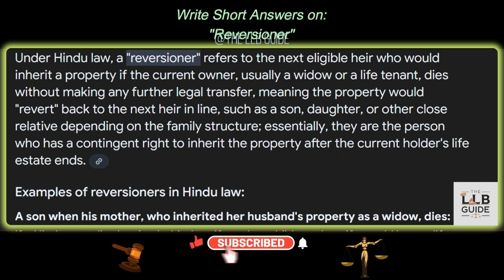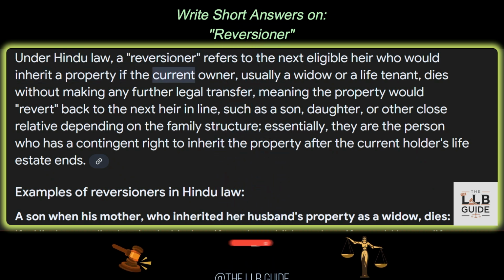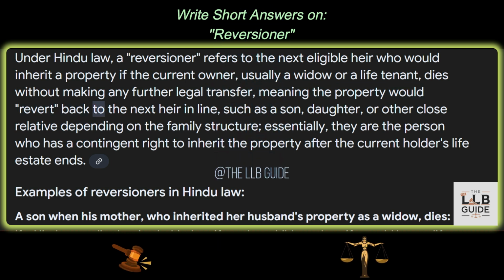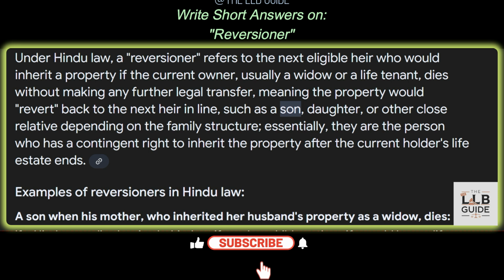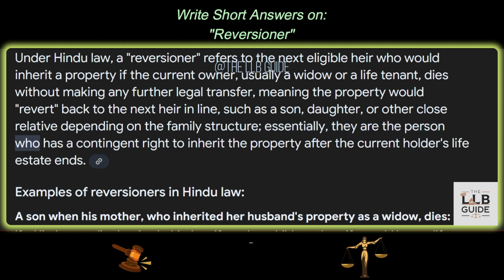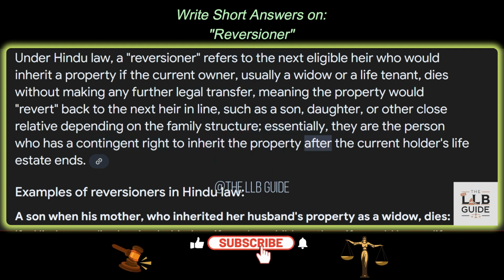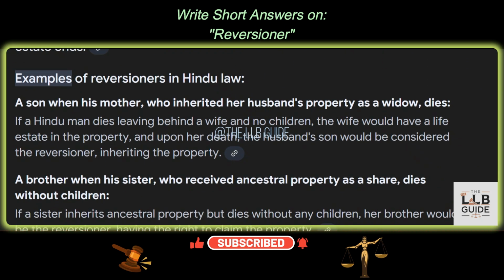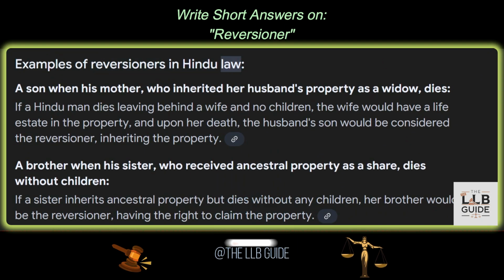Under Hindu law, a reversioner refers to the next eligible heir who would inherit a property if the current owner, usually a widow or a life tenant, dies without making any further legal transfer, meaning the property would revert back to the next heir in line, such as a son, daughter, or other close relative depending on the family structure. Essentially, they are the person who has a contingent right to inherit the property after the current holder's life estate ends. Examples of reversioners in Hindu law.